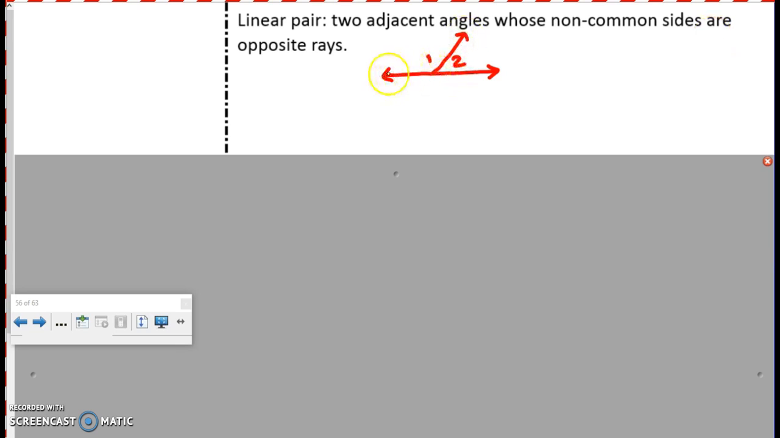They are opposite rays, which means they form a straight line. So that's the linear part. So a linear pair means you've got a line and then you've got two angles here. So then angle 1 and angle 2 are a linear pair.